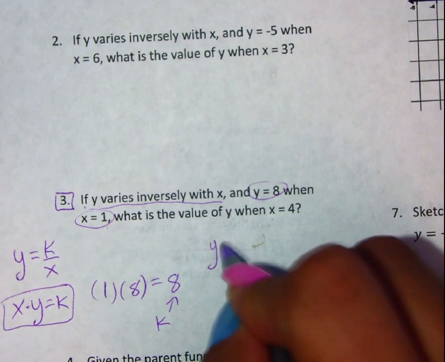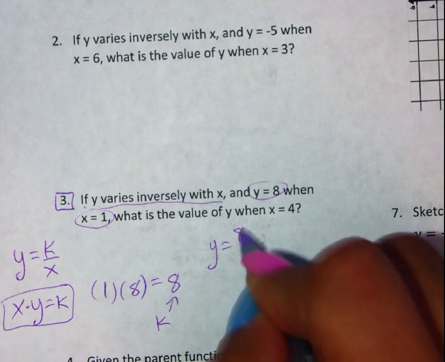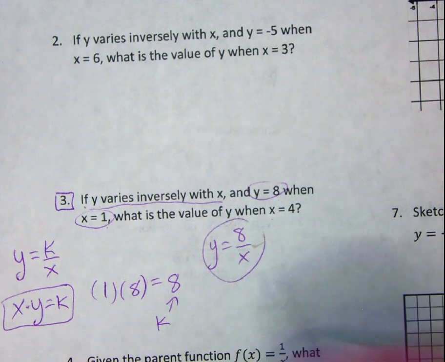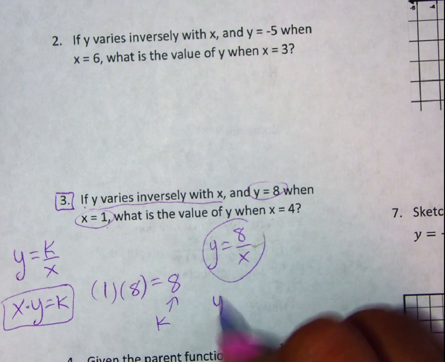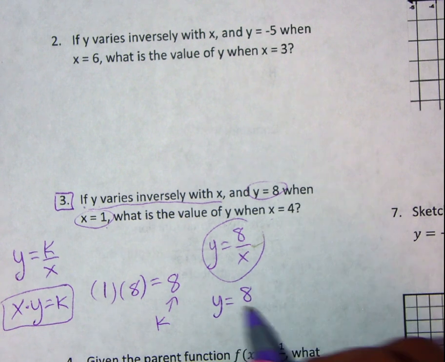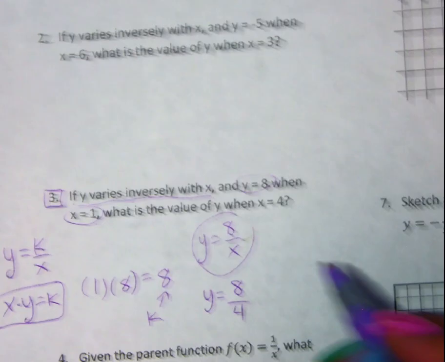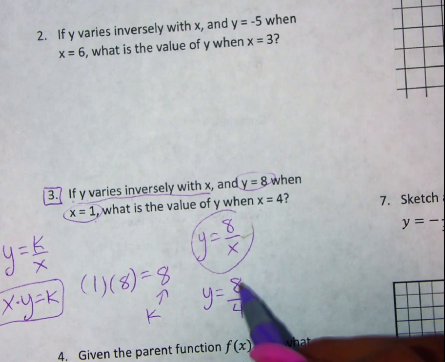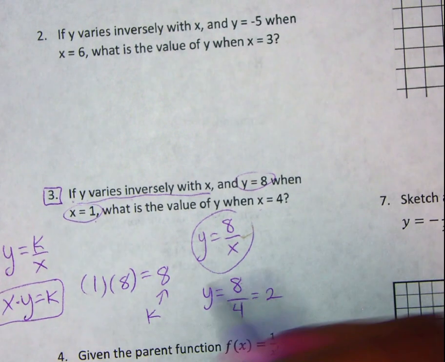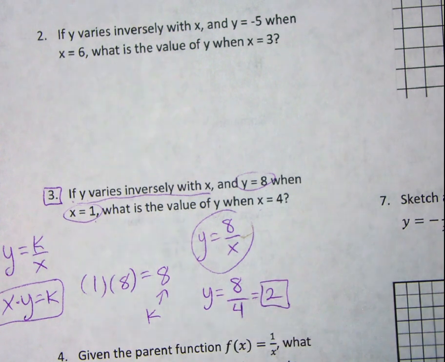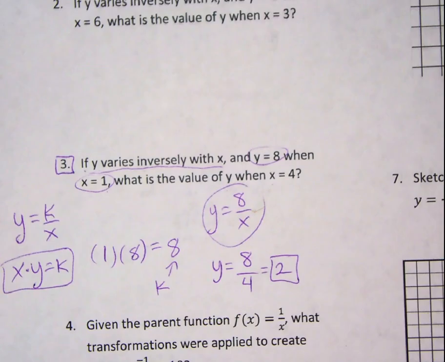Our equation to follow is y equals 8 over x. And then it says, what is the value of y when x equals 4? So we're just going to substitute a 4 in there for x, and 8 divided by 4 is 2. So the value of y is 2, and that's inverse variation.